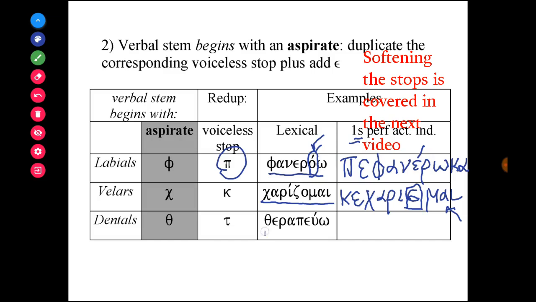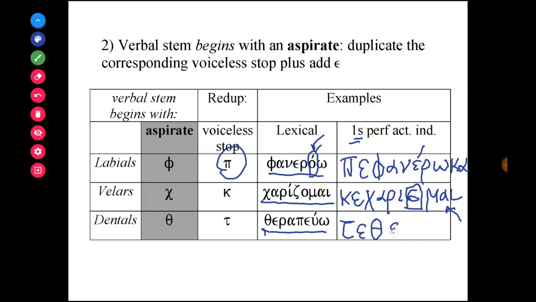And then for therapeuo, it uses the tau plus the epsilon as reduplication. Tetherapeuka, and therapeuo means I heal, so tetherapeuka is I have healed. So again, please use the aired or the voiceless stops whenever a verb begins with an aspirate. You de-aspirate the letter to its aired stop.